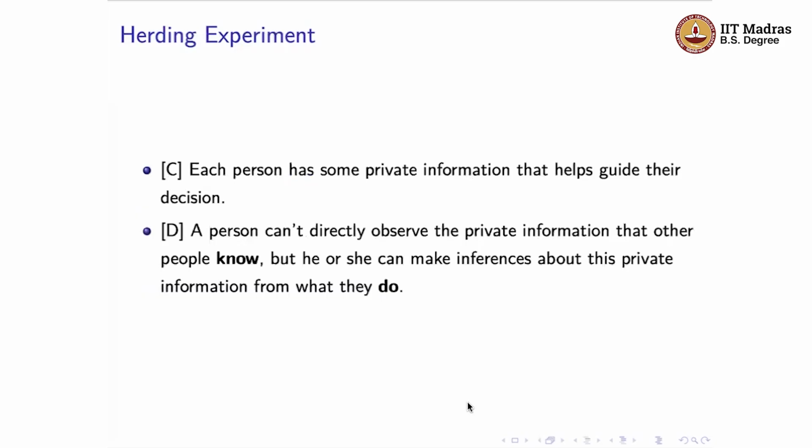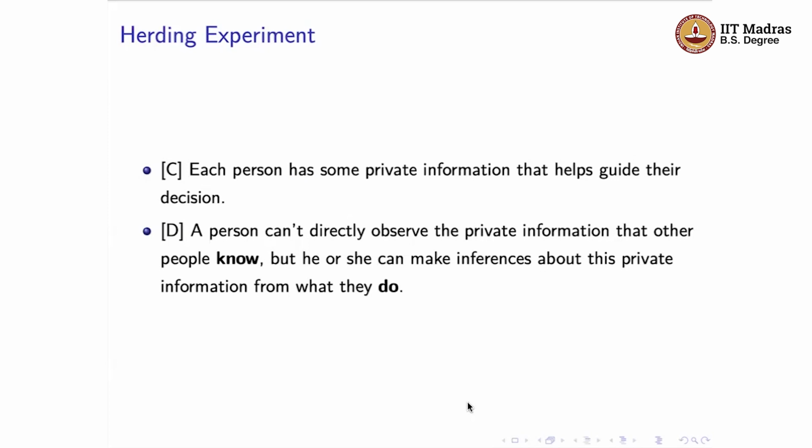Then each person has some private information that helps guide their decision. So they are not only observing what is out there, but they also have some private information, and they are mixing that with the information they get by observing what others do. And finally, people who come later typically do not get to observe what the other people know. They only have to make inferences about the private information of the other people from observing what they do. They may have some idea of that private information, but mostly the lessons learned from other people's actions come from observing what they actually do, rather than from direct communication about what the other people know.